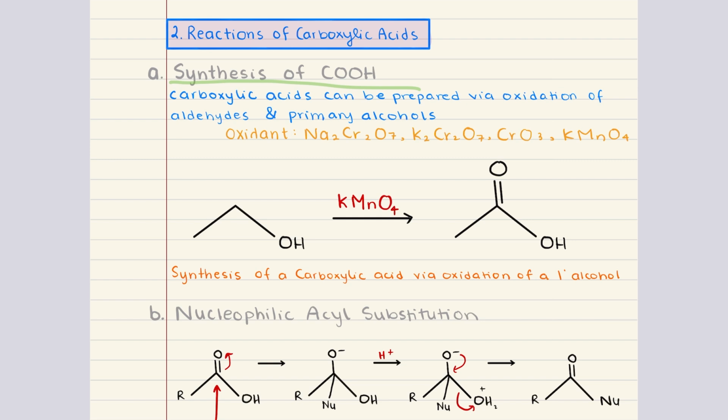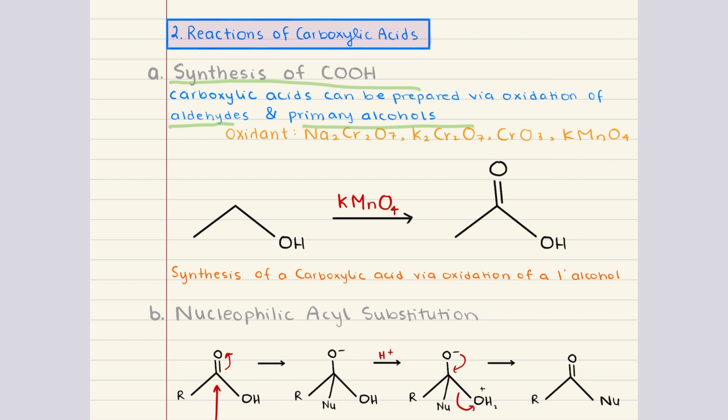Carboxylic acids can be prepared through the oxidation of two types of starting materials, aldehydes and primary alcohols. Oxidation in this context refers to the process of increasing the number of bonds from carbon to oxygen, often by converting a hydroxyl group or a carbonyl group into a carboxyl group. Strong oxidizing agents are going to be required for this type of transformation.